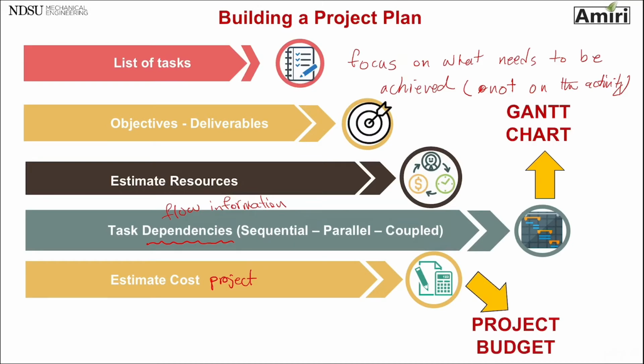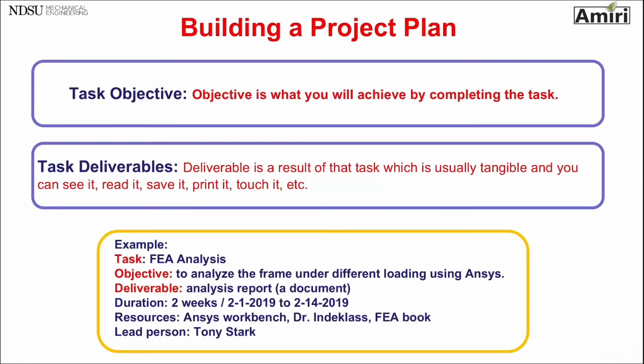So going back to that, objective and deliverables, because I often see students confuse those two with each other. So task objective is what you try to achieve by completing that task. Task deliverable is the result of that task, and it needs to be something tangible, something that you can see, read, print, save, touch. That's a physical realization or a document as a result of that task. So here's an example for you.